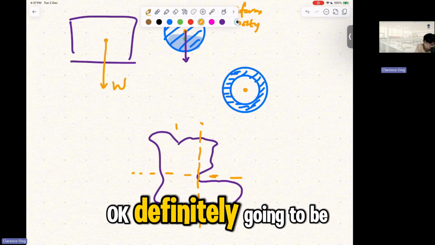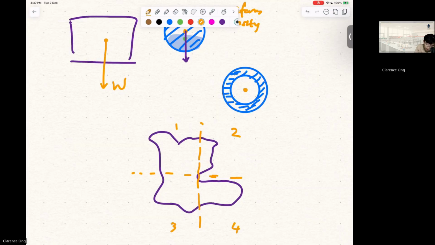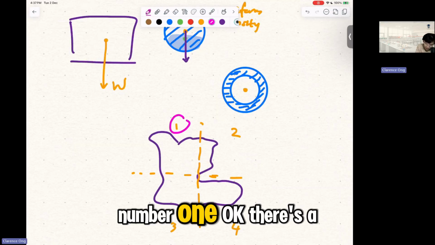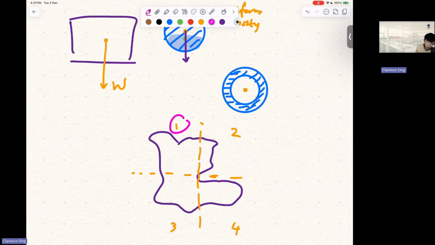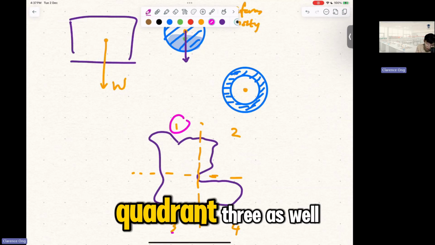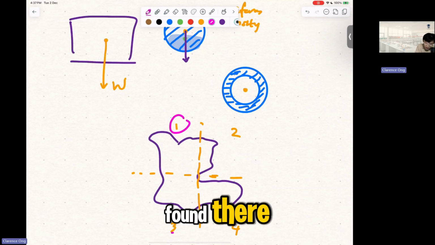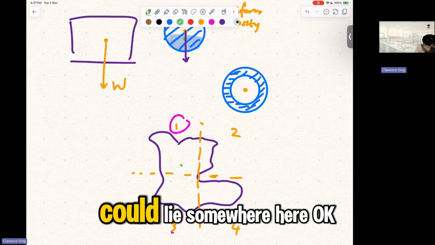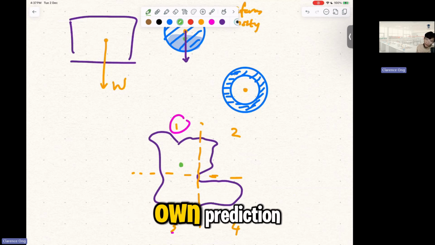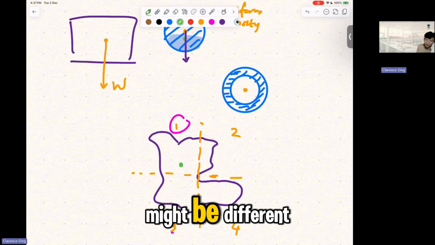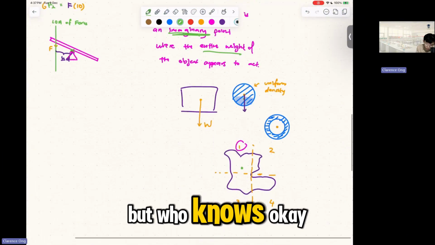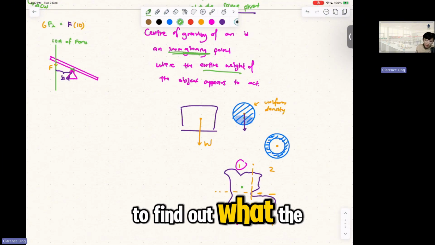Okay, definitely going to be quadrant number 1. There's a lot more matter found there. So quadrant 3 as well, there's a lot of matter found there. So I predict that the center of gravity could lie somewhere here. Of course, this is my own prediction. The actual center of gravity might be different, but who knows? You can do an experiment to find out what the center of gravity is.